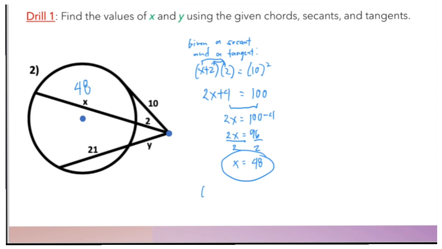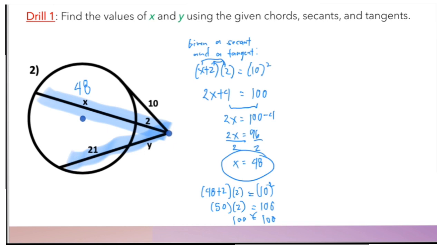If you want to verify that, 48 plus 2 times 2 is equal to 10 raised to 2. We're going to have 50, right? Which is the actual measurement of the entire secant segment times 2. And that will be 100. So it's indeed correct. As for the last one, you can answer this in two ways. Either you use the secants, or you use this secant and this tangent, because it still applies. Your choice which one.